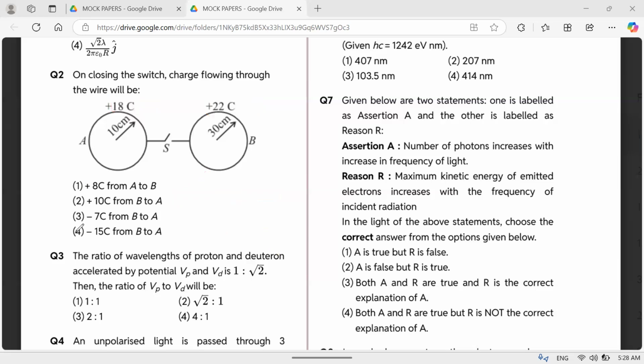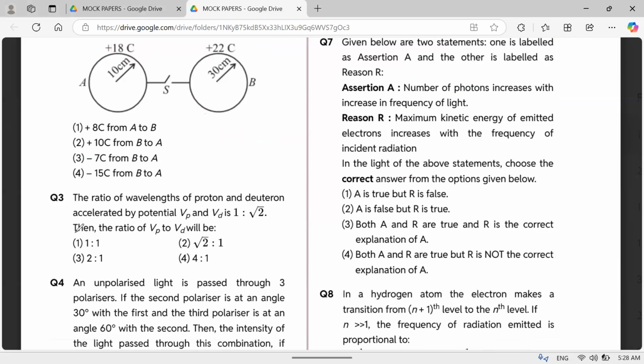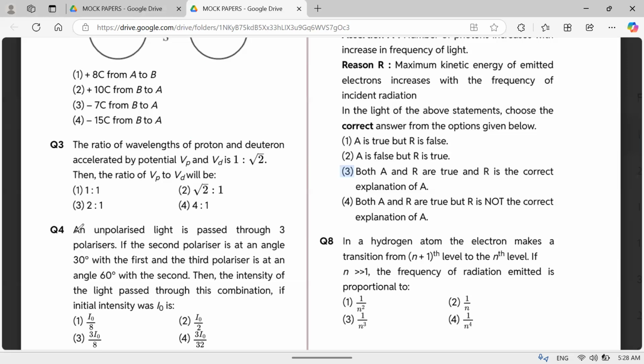Next question, student. The ratio of wavelengths of the proton and deuteron accelerated by the potentials of Vp and Vd is 1 is to root 2. Then the ratio of Vp to Vd will be equal to how much? We did this many times already in the class. What is the de Broglie wavelength formula? Lambda is equal to h divided by under root of 2m into charge q in terms of potential V.